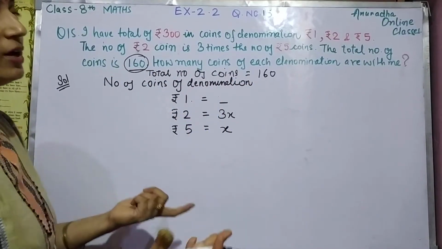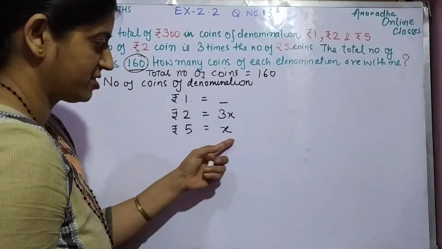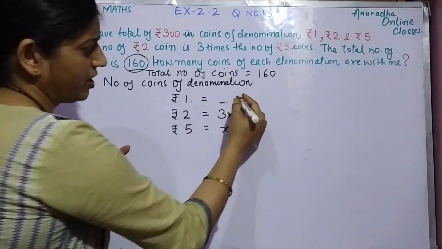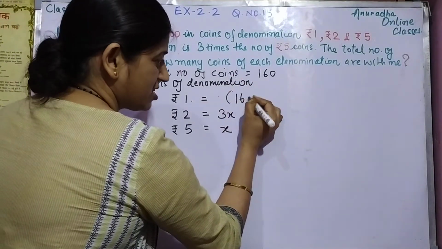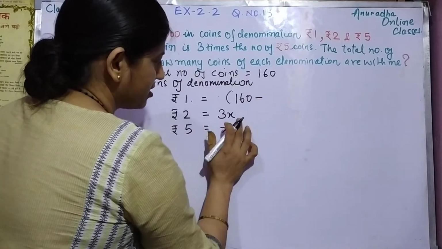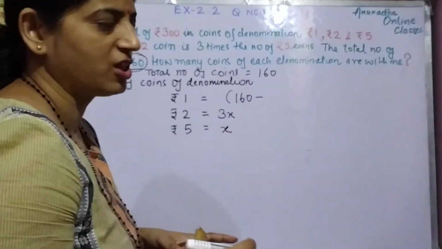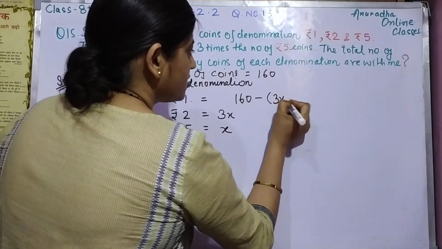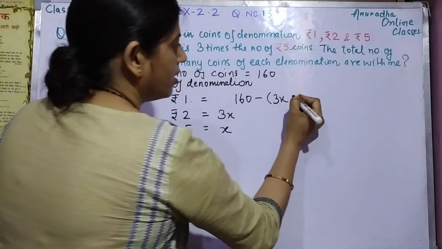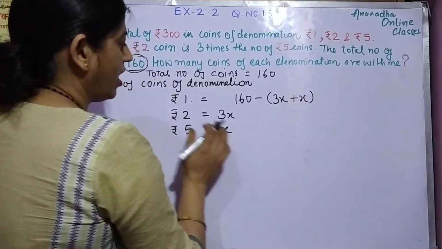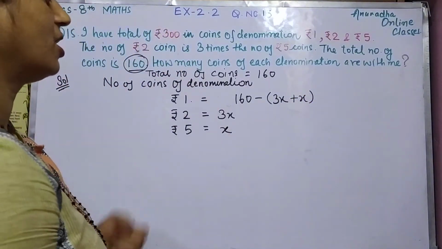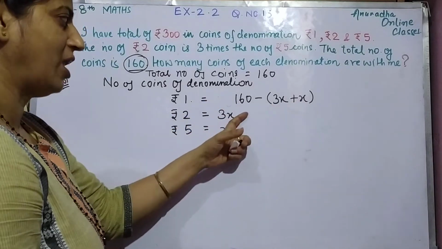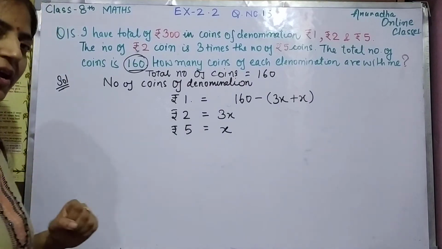तो 1 rupee वाले coin कितने होंगे? 5 rupee वाले x हैं, 2 rupee वाले 3x हैं, तो 1 rupee वाले कितने होंगे? That is, 160 total है. टोटल में से माइनस अगर कर देते हैं हम 2 और 5 रुपए वाले जितने भी हैं, देन विल गेट, 160 माइनस (3x प्लस x) is equal to the 1 rupee coins I am having. तो हमें पता चल जाएगा 1 रुपए वाले कॉइन कितने हैं, राइट?